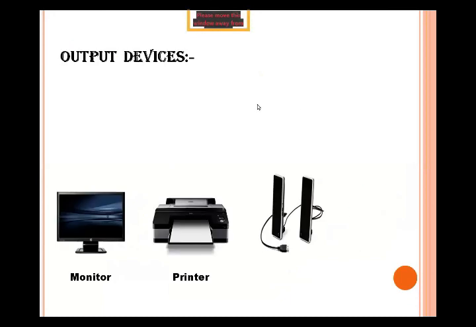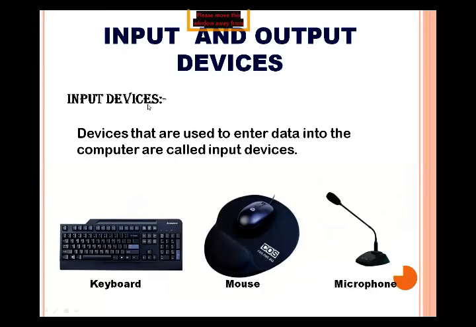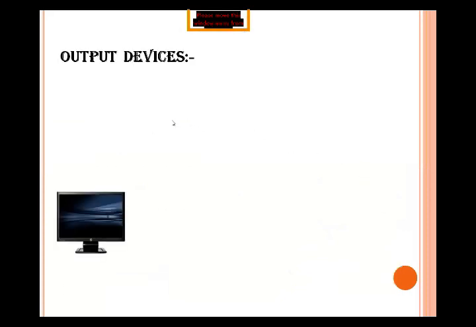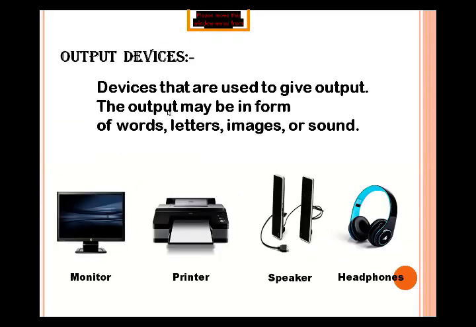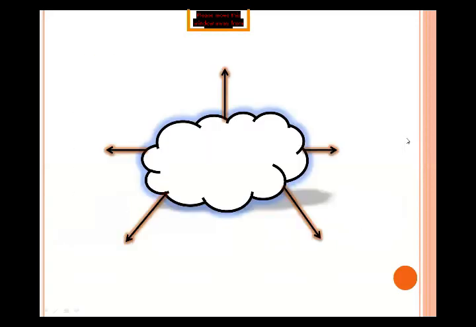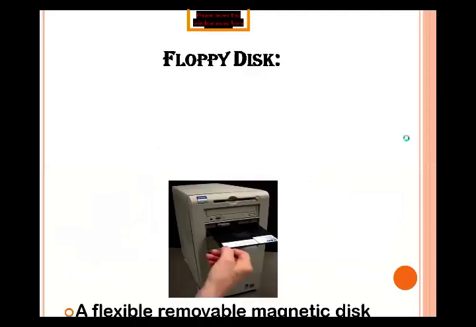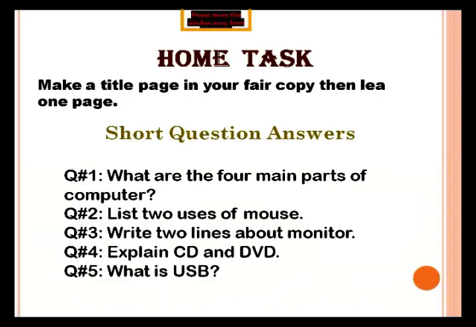These are the output devices. These are the input devices. You will define them like this in your copy, and output devices you will define like this in your copy. Okay, understood? I think you have understood.